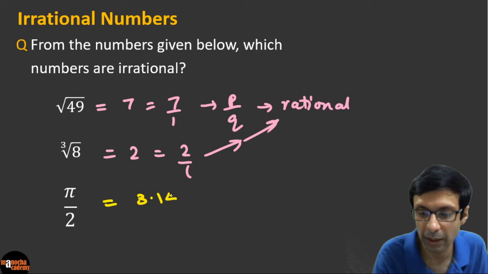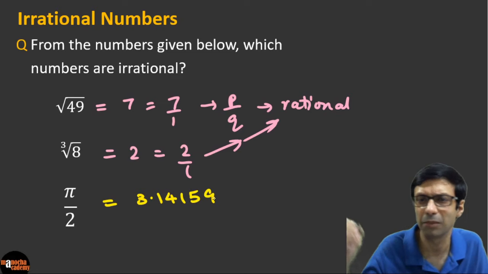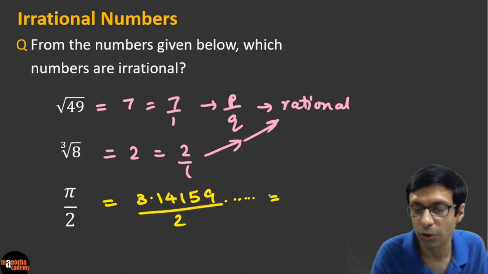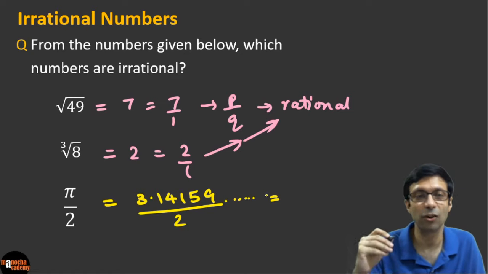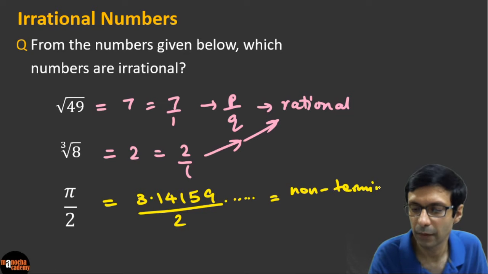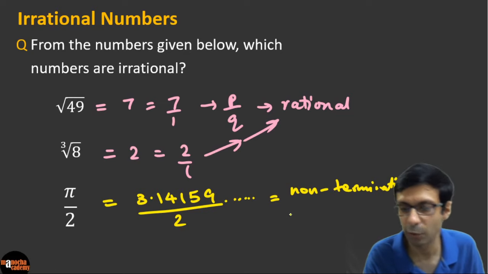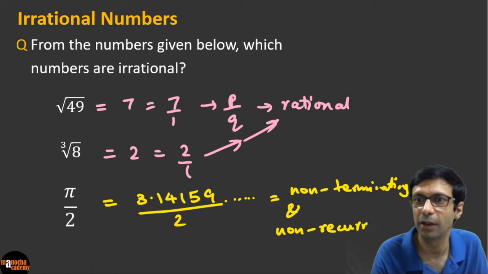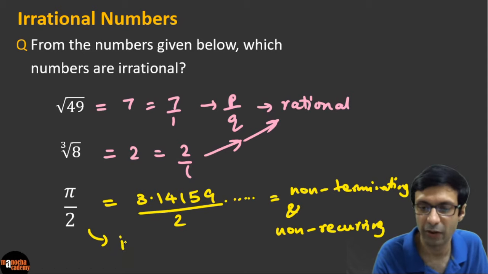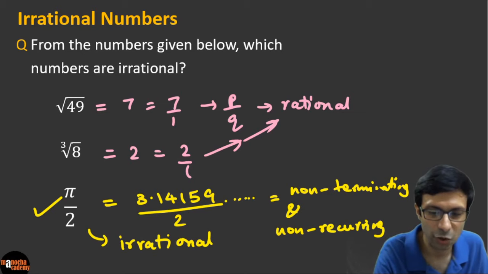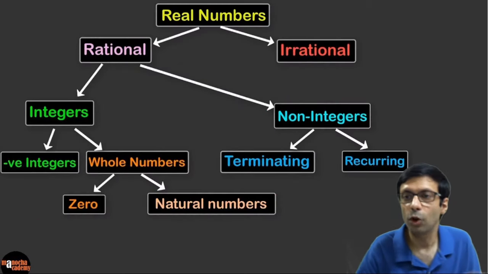So as we saw in the calculator, it's something like 3.14159, and there's infinite digits, right? It just goes on and on. So if you divide that by 2, you'll still get a non-terminating, non-recurring number. So very important to understand these concepts. And so definitely pi by 2 is basically an irrational number. So the only irrational number here from this list is pi by 2. Excellent. I see a lot of you have got the correct answer. Superb. That's great.